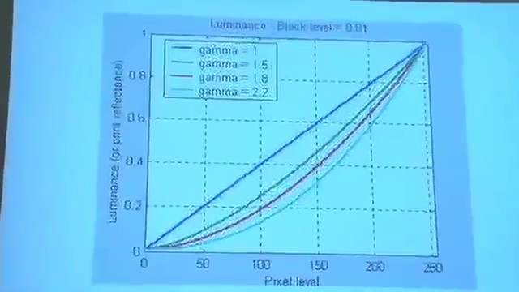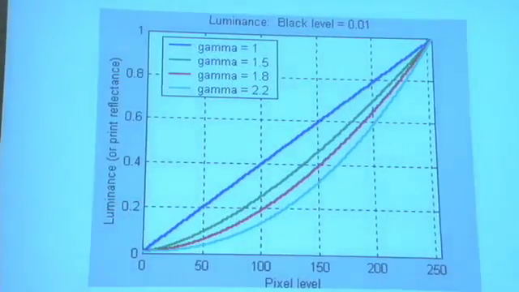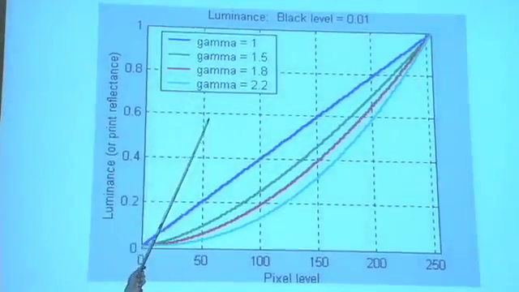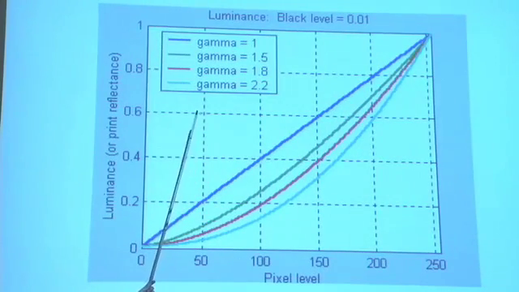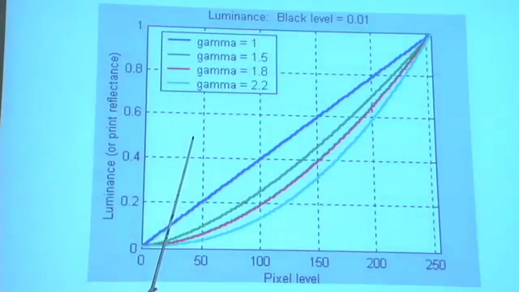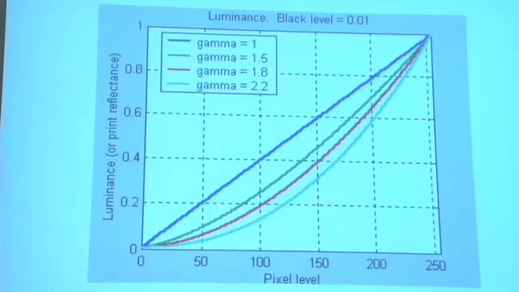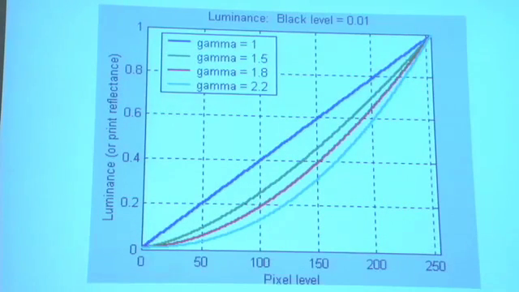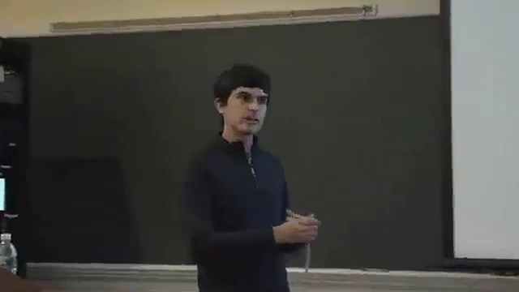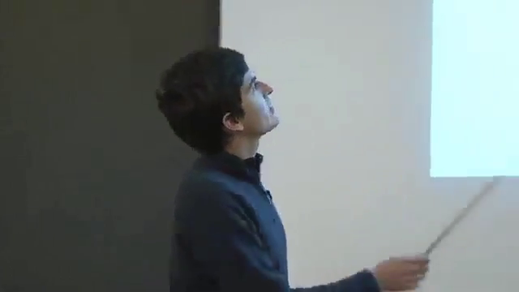Now you'll hear a variety of numbers. The most popular ones are these four up here, with the last two, 1.8 and 2.2, the most popular. If you are doing something really professional, like sending your files to prepress, working with Adobe RGB, doing very professional level prints, then you might consider using gamma 1.8.